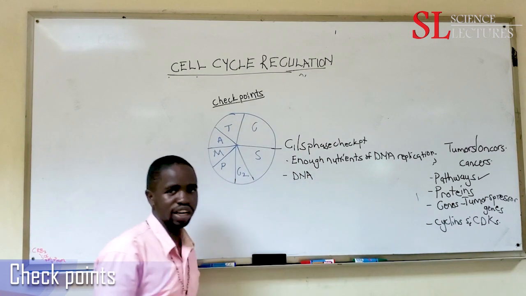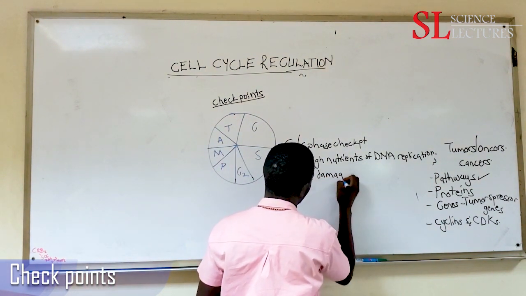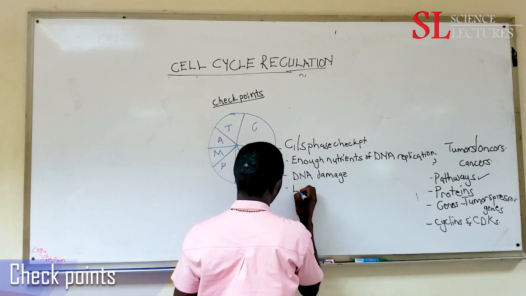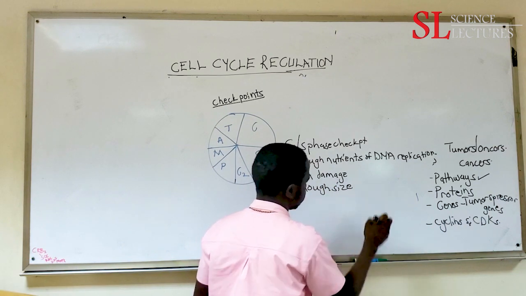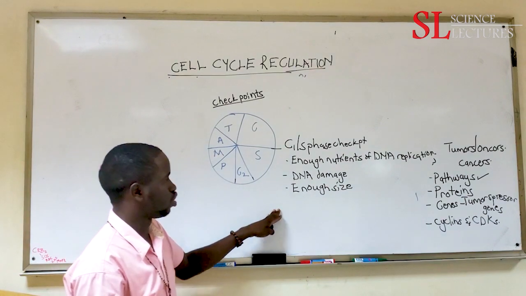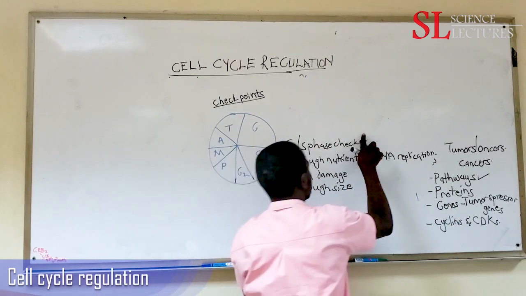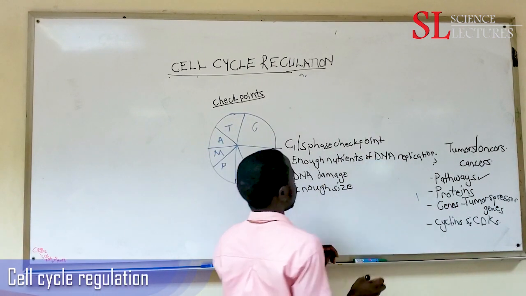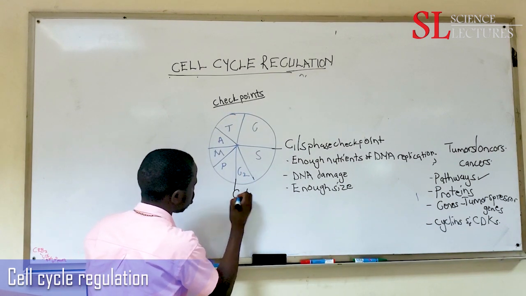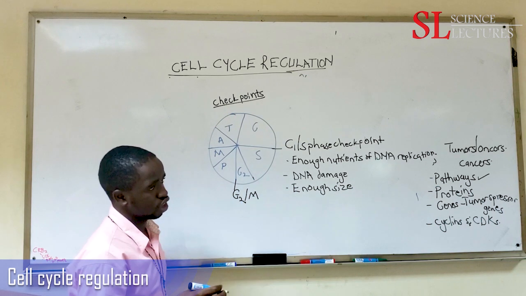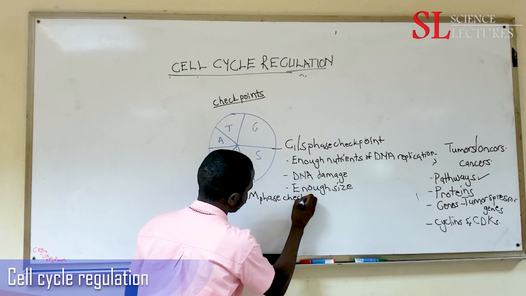We don't want to replicate DNA that is already damaged, so it has to make sure that there is no DNA damage. It also has to make sure that it has grown to attain enough size in order to undergo the process of DNA replication. So that is what they call the G1 to S phase checkpoint. When you read some other texts, they will be calling it the G1 checkpoint. The second checkpoint is called the G2 to M phase checkpoint.